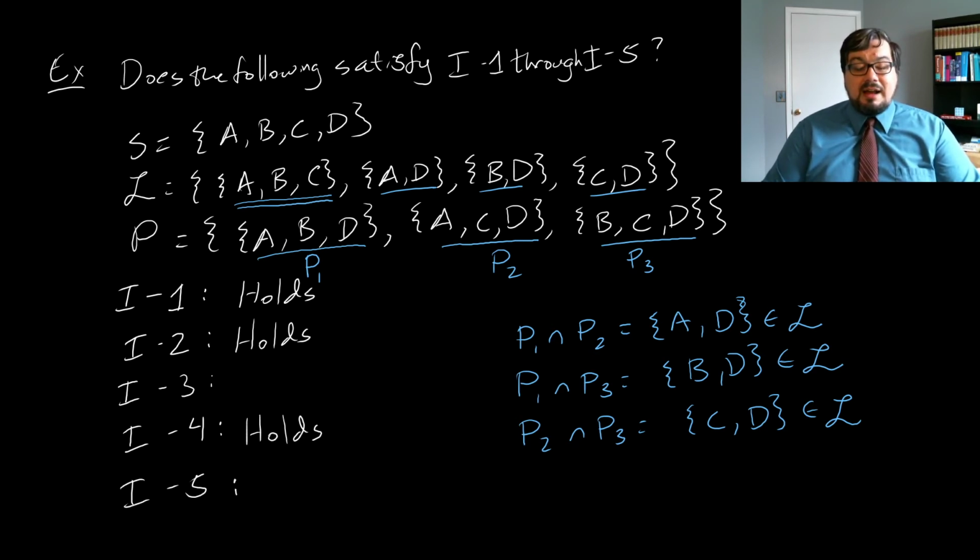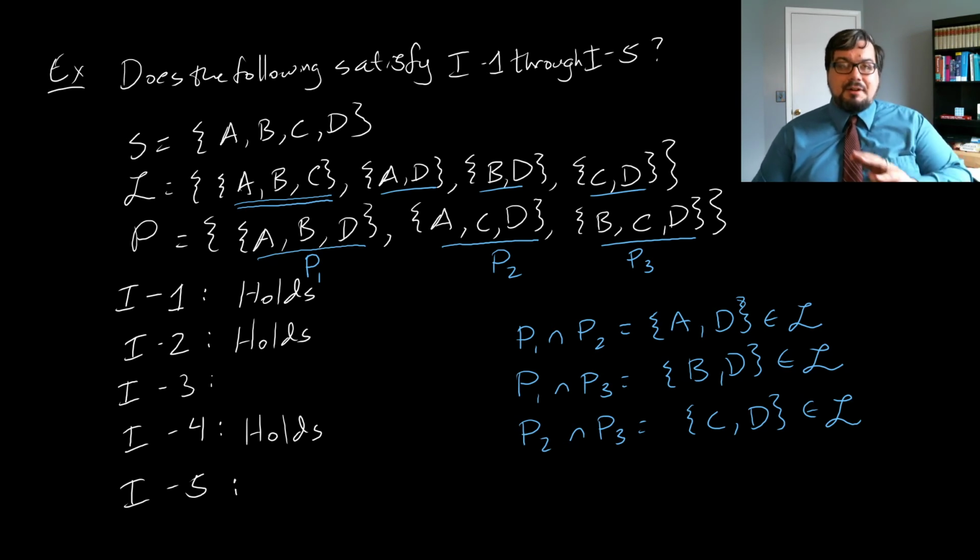Now what about I5? Remember, there are 4 parts to I5. First, we need to know every line contains at least 2 points. That's clearly true. Then we need every plane contains at least 3 non-collinear points. Well, that's true. Every plane contains exactly 3 points, and they're all non-collinear.